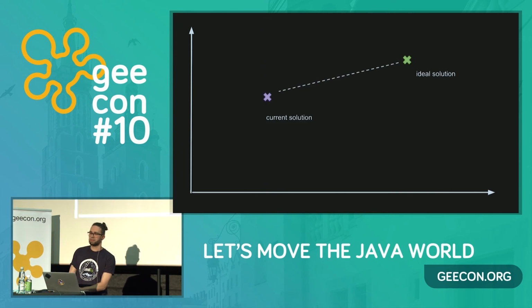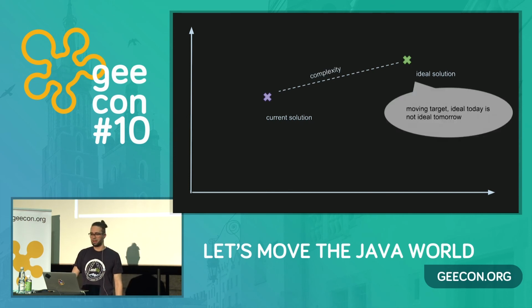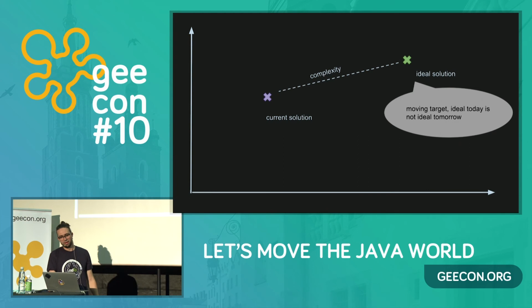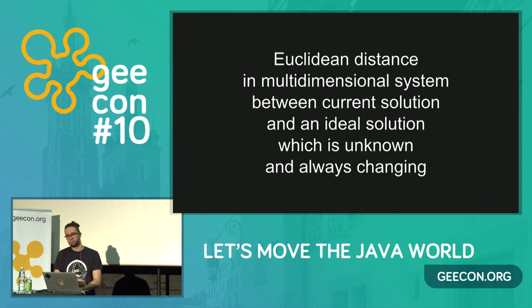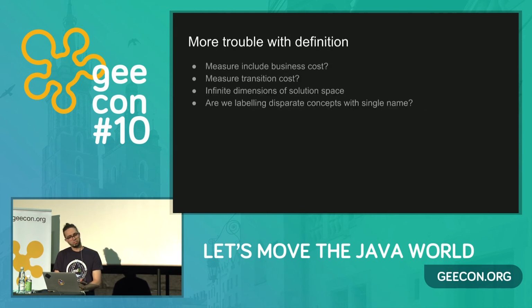But we still have not defined complexity. So what is complexity? If there was an ideal solution and our solution, the complexity could be the Euclidean distance between the two. But is there an ideal solution really? It's a moving target. And if we were able to define it, we would build it. So it might not be very useful.